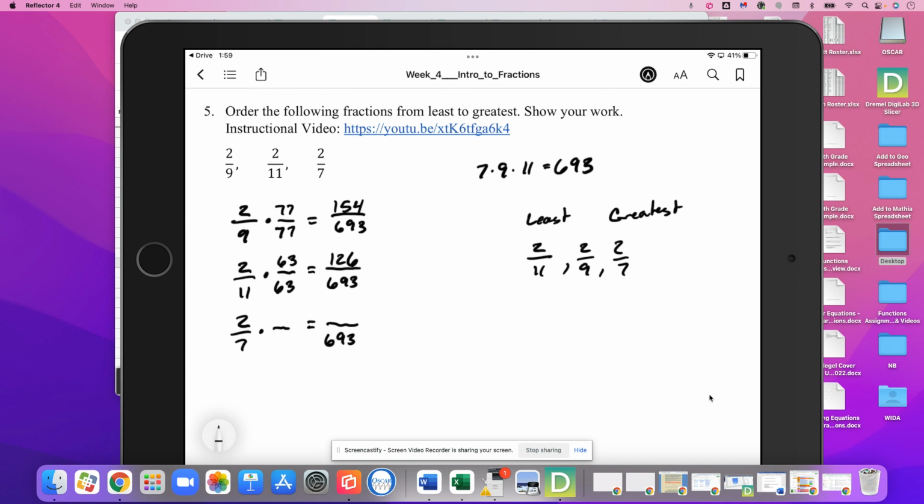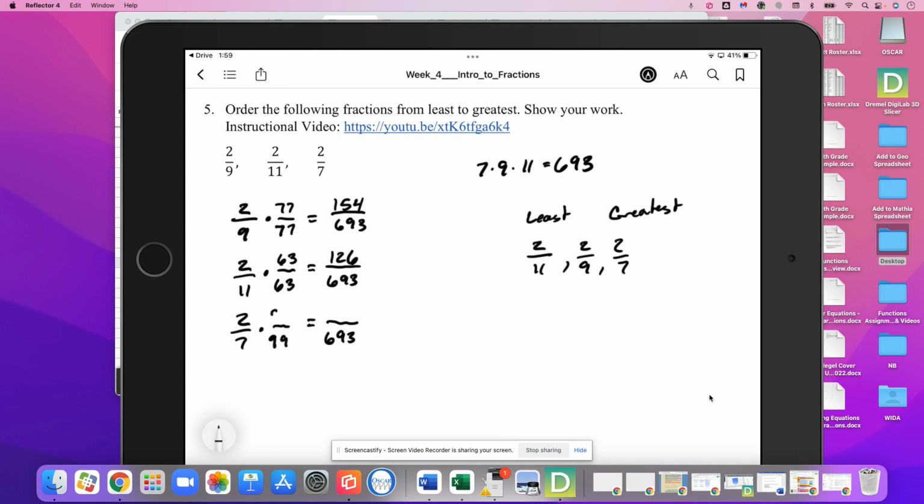And for the last one, I need to multiply by 99. So I need a 99 up there. And that puts me at 198. So if I look just at the numerators now, I can see that 126 is the least, 154 is in the middle, and 198 is the greatest. So the least is 2/11, just like we had in our intuitive answer. The middle is 2/9, and the greatest is 2/7.